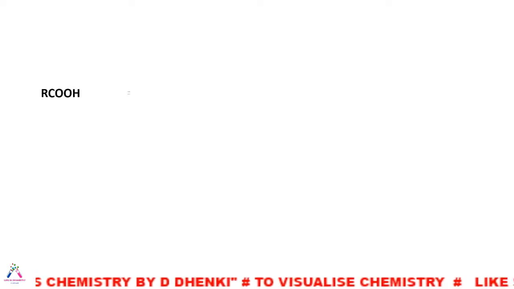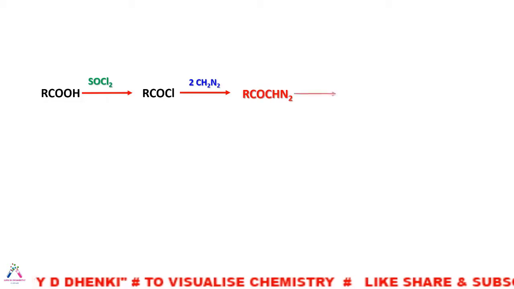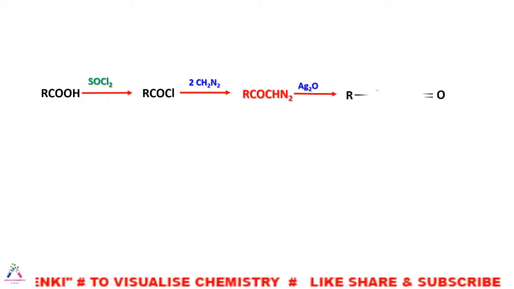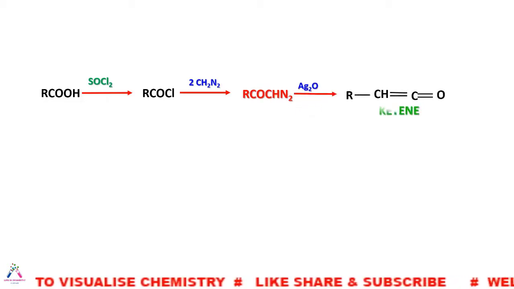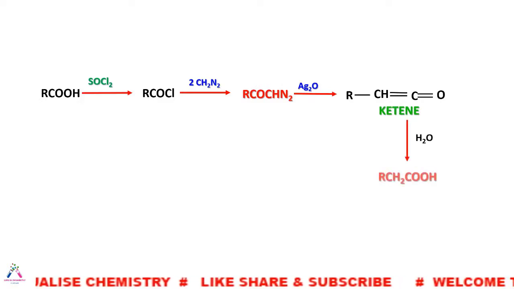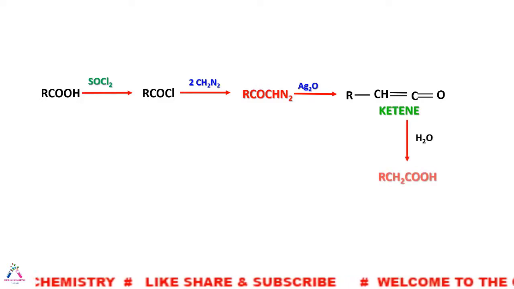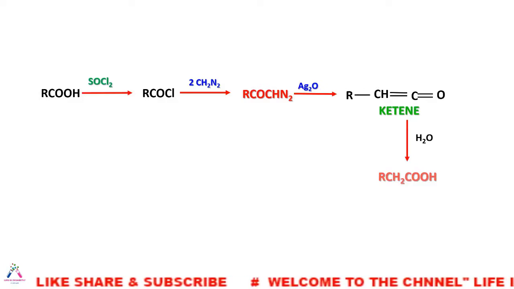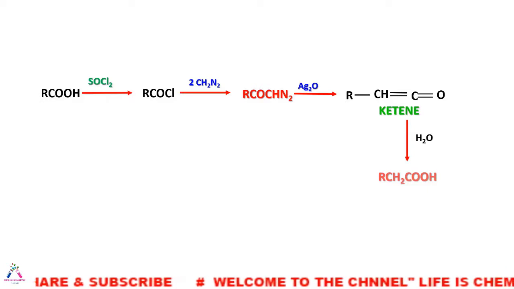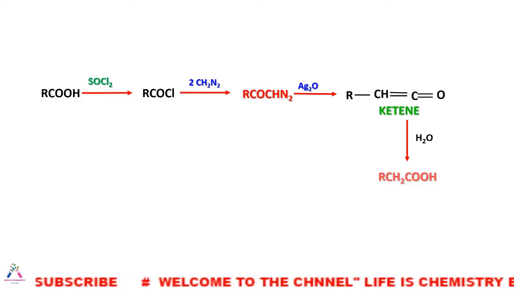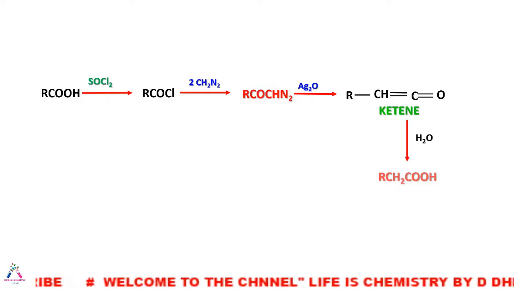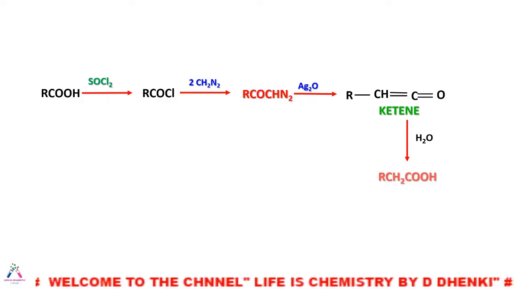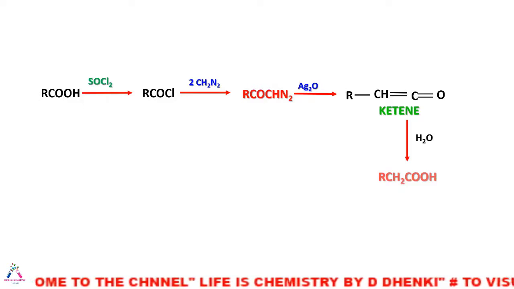First of all, we have to know about the steps of the Arndt-Eistert reaction. Carboxylic acid will be converted to the acid chloride by thionyl chloride, which will react with excess diazomethane to form the diazoketone. This diazoketone, in the presence of heat and silver oxide, will be converted to ketene. This ketene is the intermediate of the reaction, and the ketene reacts with water to form the homolog of the starting acid.